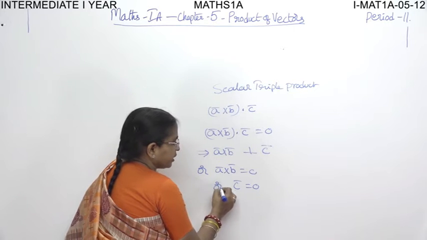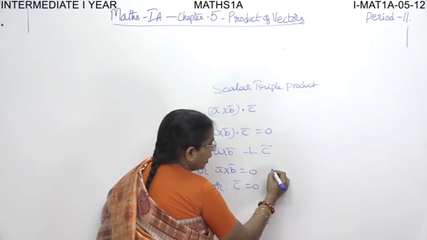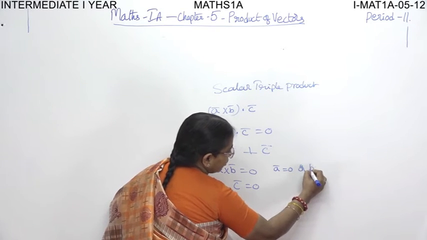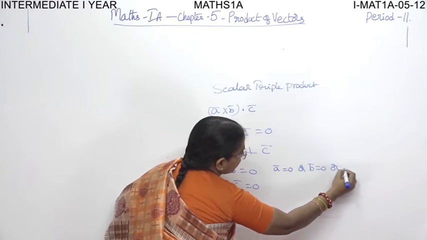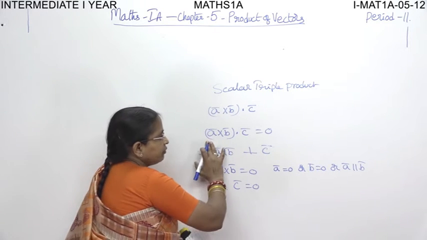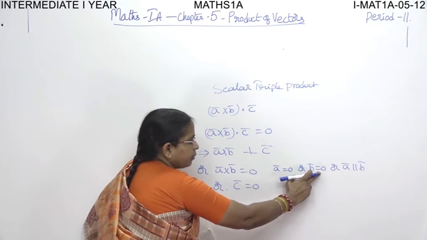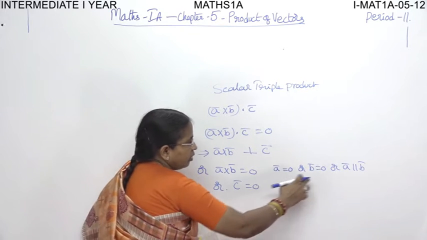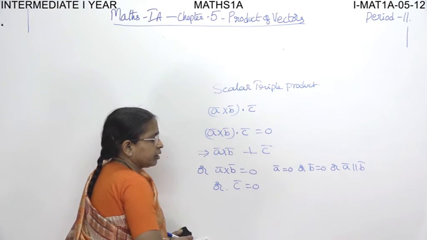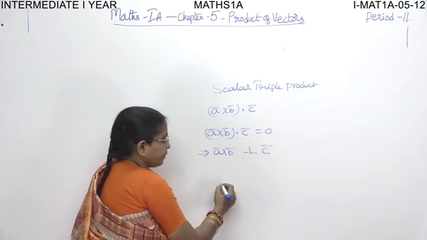These are the possibilities. A cross B is 0 means what? When is A cross B 0? Either A is 0, or B is 0, or A is parallel to B. So when this is 0, these are the possibilities: either A is 0, or B is 0, or C is 0, or A is parallel to B, or A cross B is perpendicular to C. Now we'll see this part. A cross B is perpendicular to C.